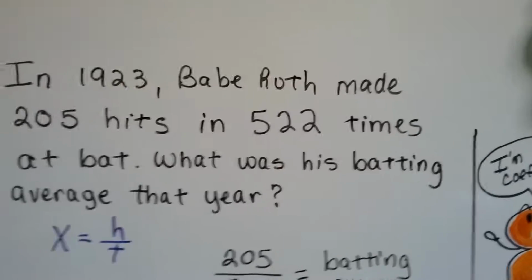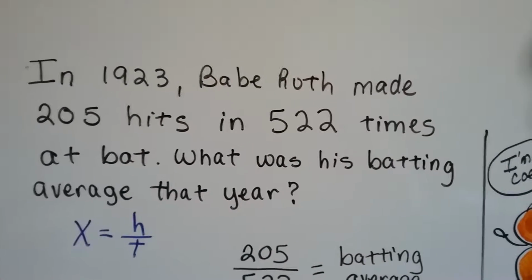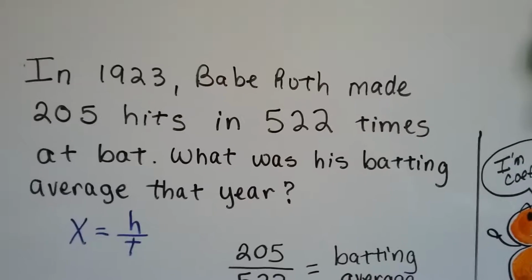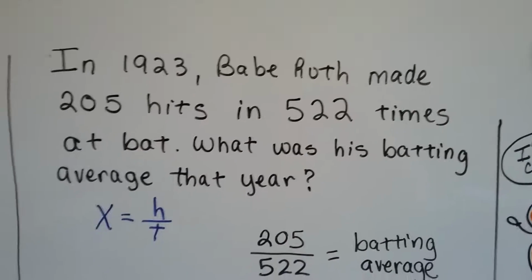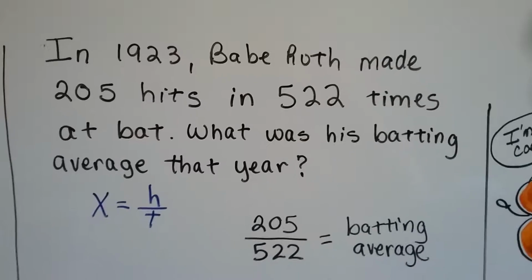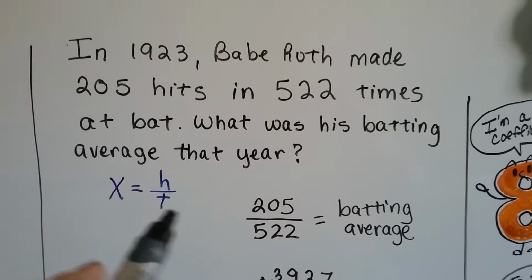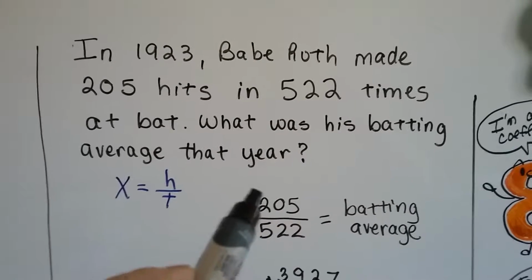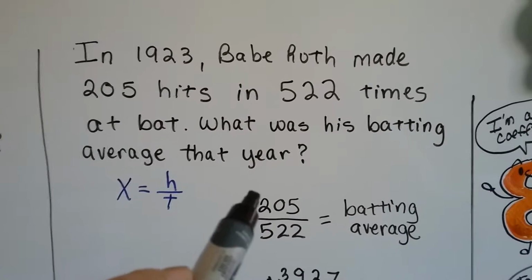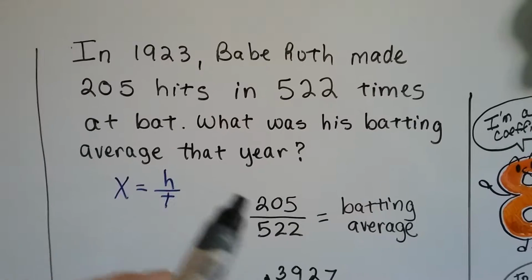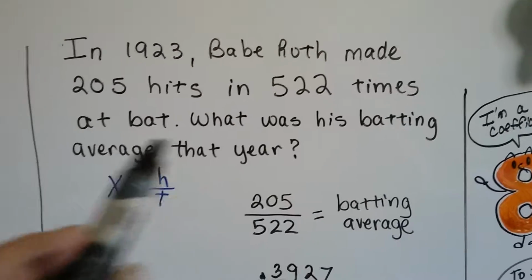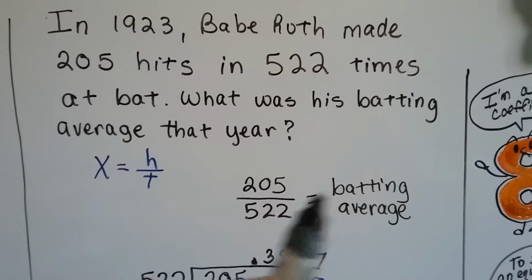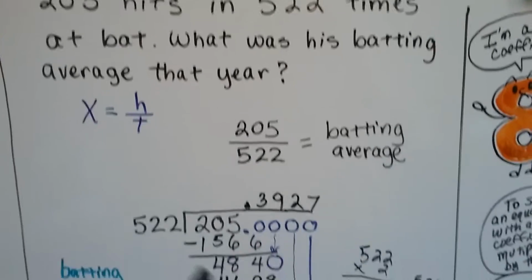So now check this out. In 1923, Babe Ruth made 205 hits in 522 times at bat. What was his batting average that year? This was Babe Ruth's best year. So here's our formula again. He got 205 hits, okay? So that's the numerator, the hits, see? And the denominator is the times at bat. So we put that down here, T, for times at bat. And when we do this math, it's going to equal his batting average.